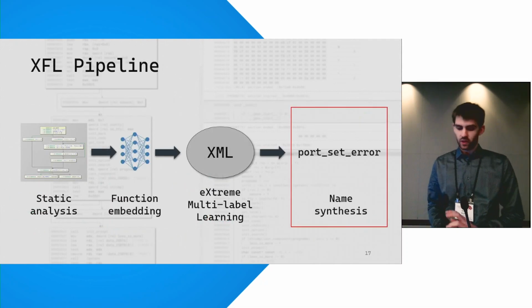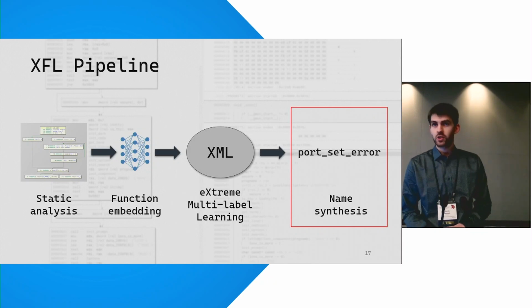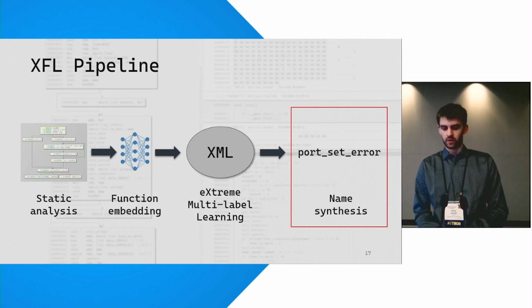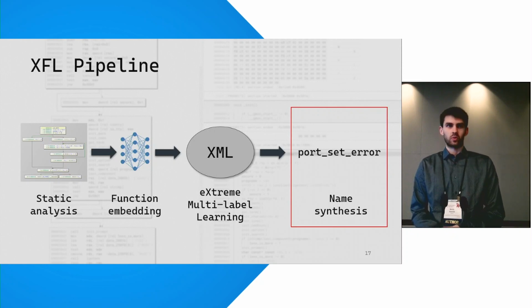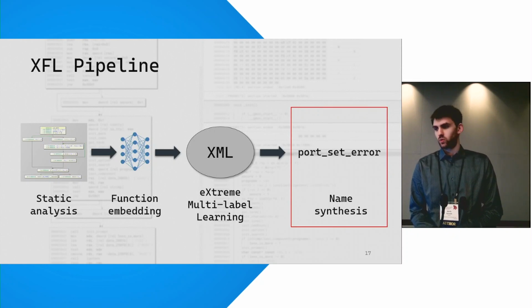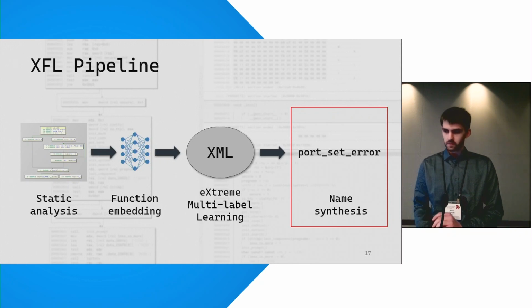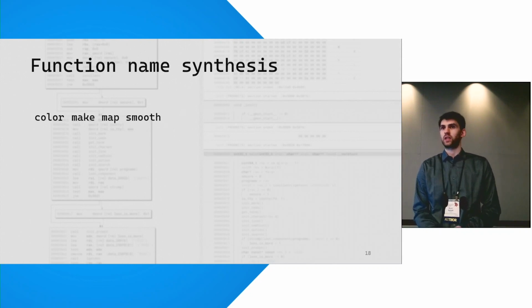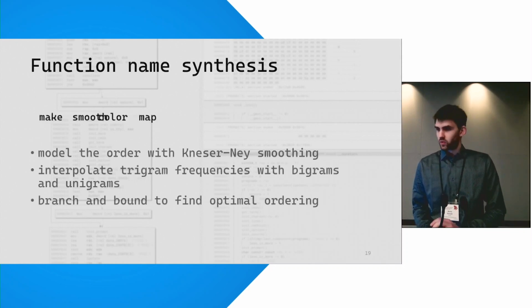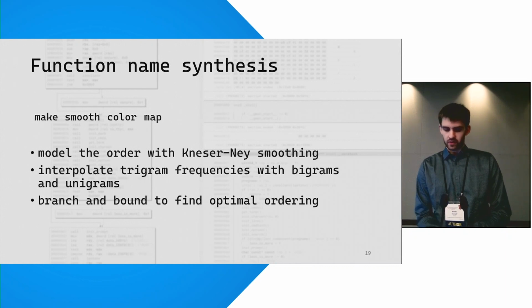Okay, so now we got our set of tokens, but unfortunately along the way we lost information about the order. But in order to predict a meaningful name, for example to output DWARF information, we will need to restore the order. So in this example, we have the color make map smooth predictions for a function name, and this is just the alphabetical order and is not a very nice sounding function name. So we want to get this into the right order again.